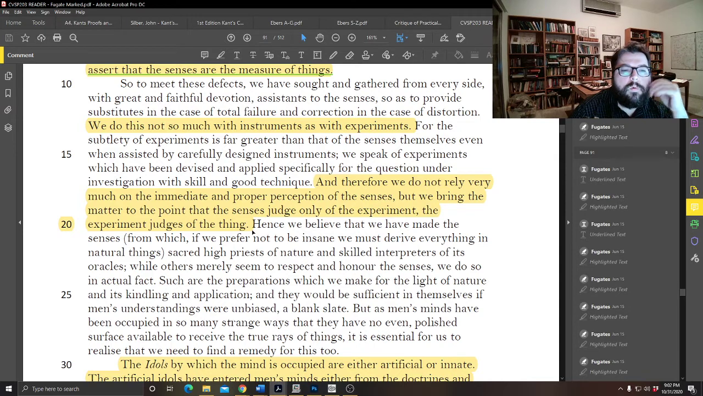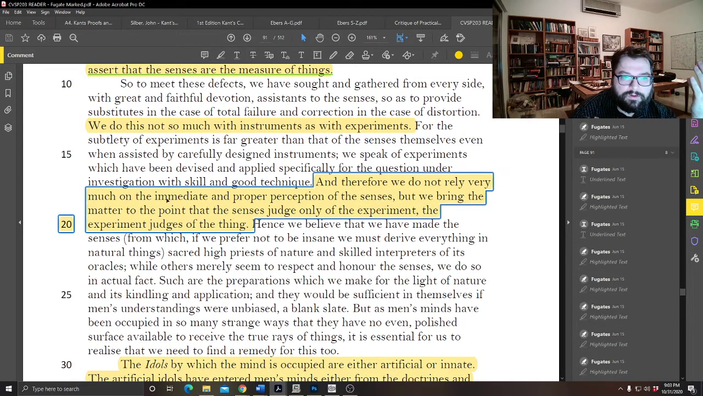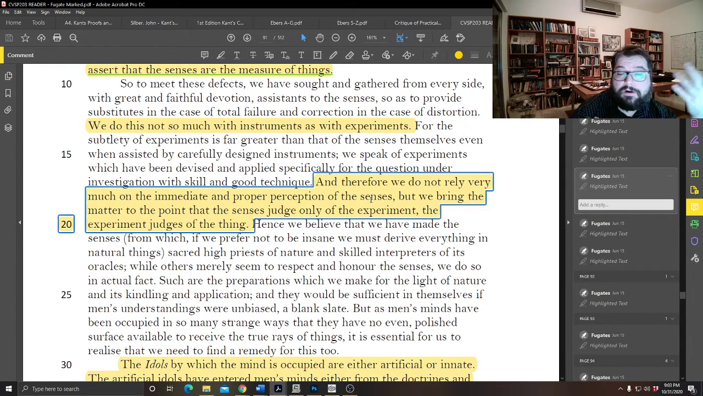So, what do the senses do? Well, you're in the laboratory. You don't actually use your senses as your main instrument. The experiments are the main instruments. But your perceptions or senses are used to judge the experiments. So what do I mean by this?